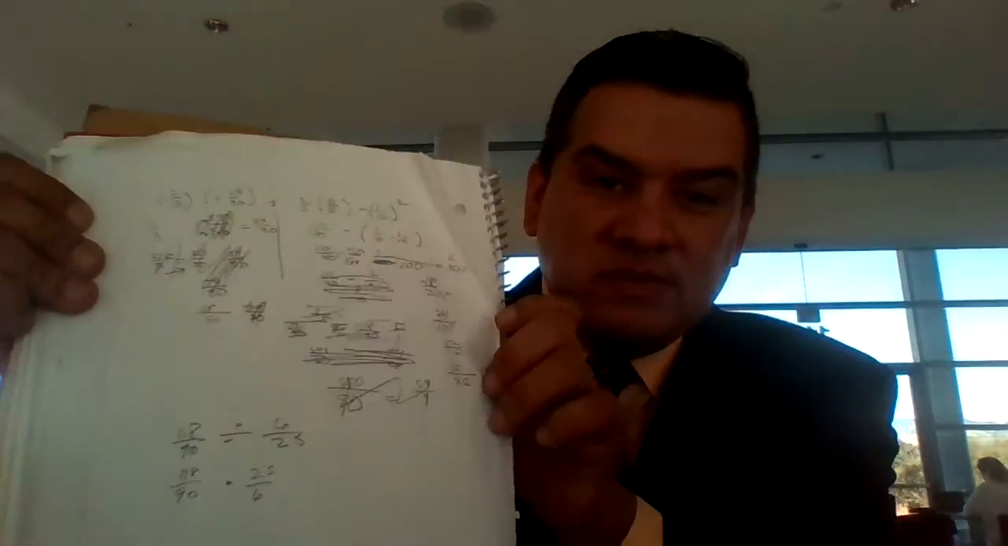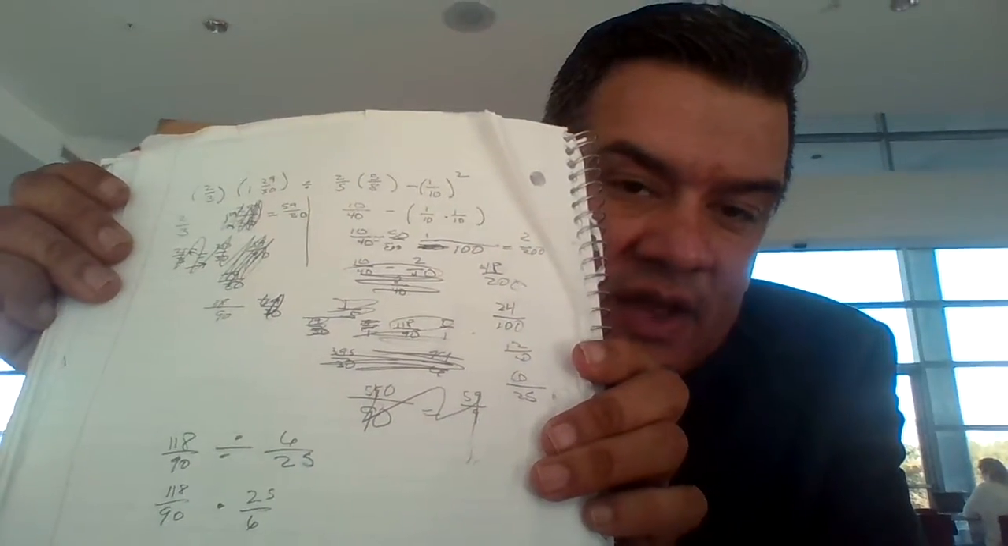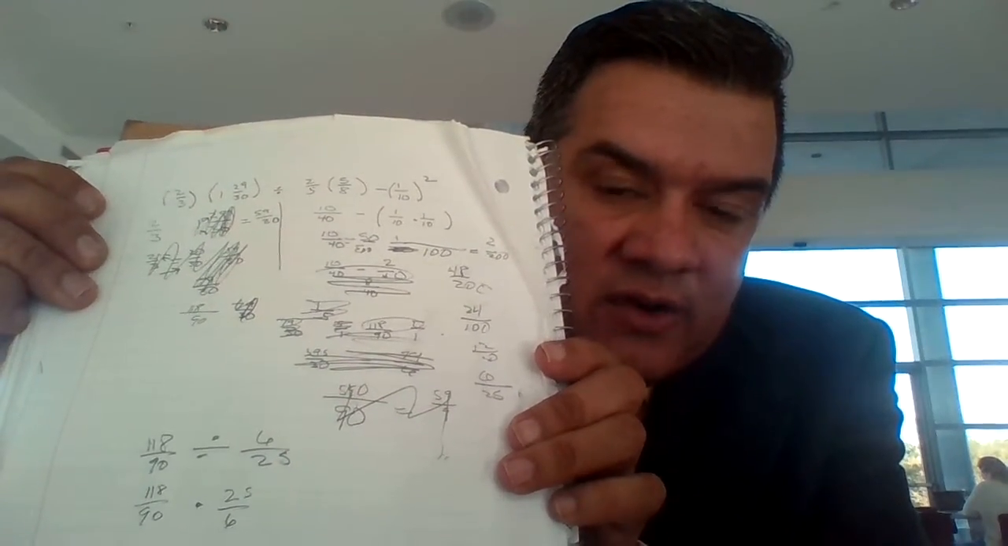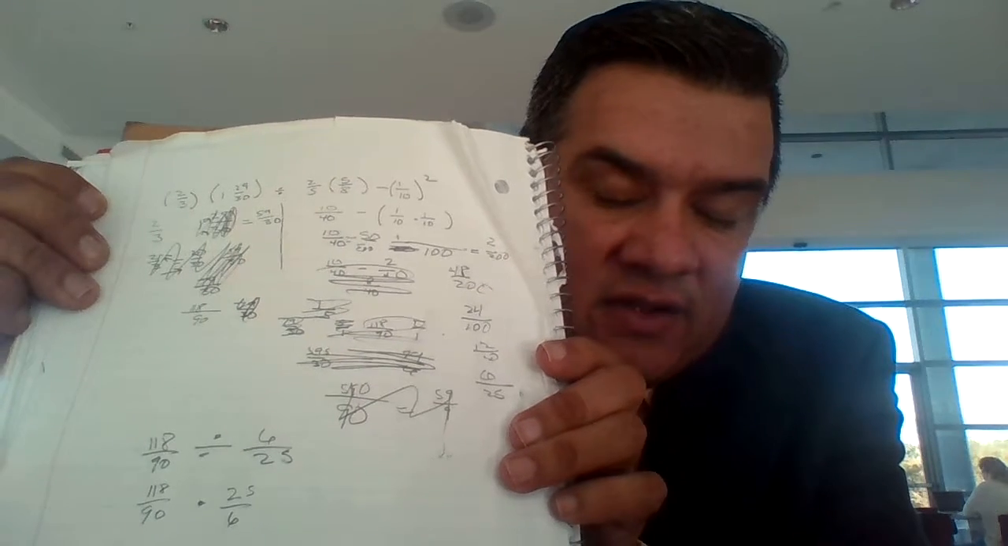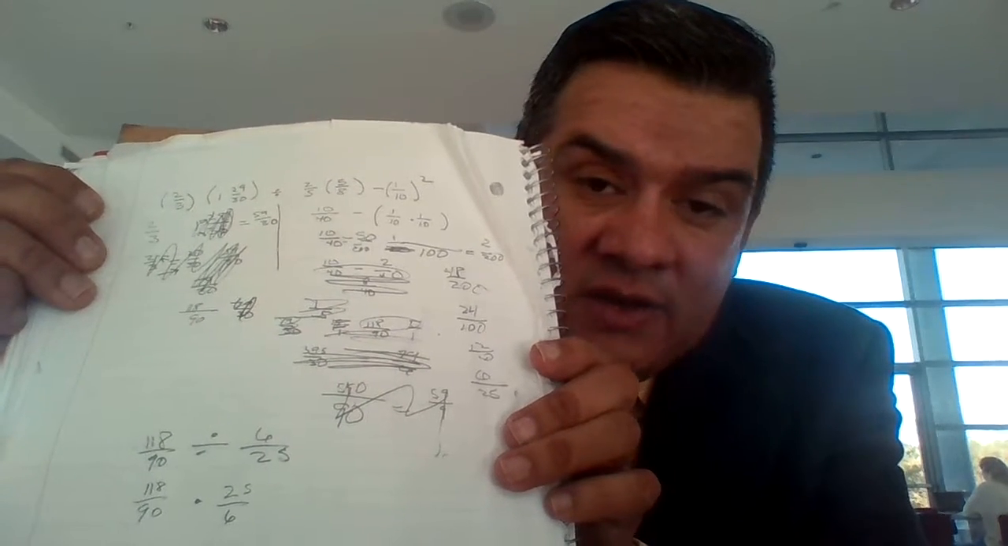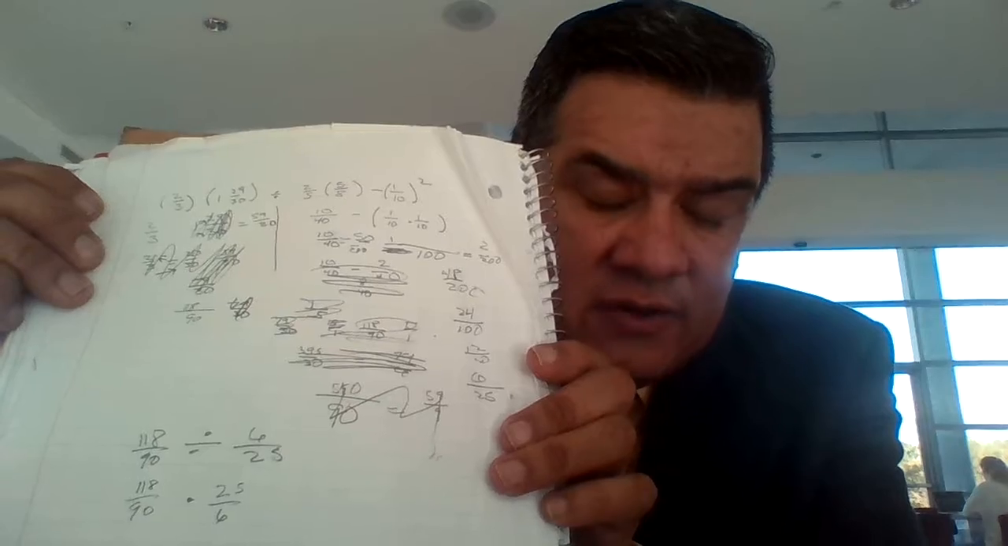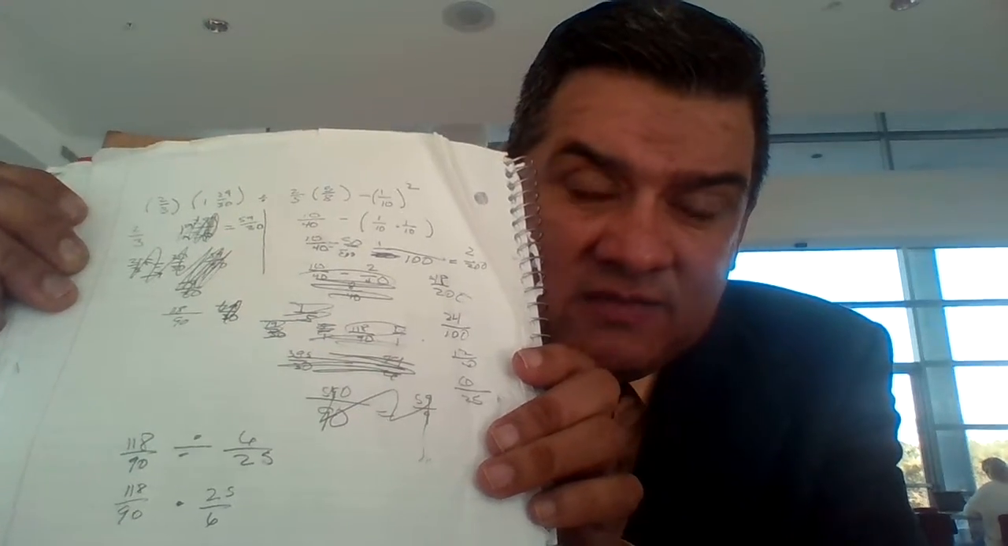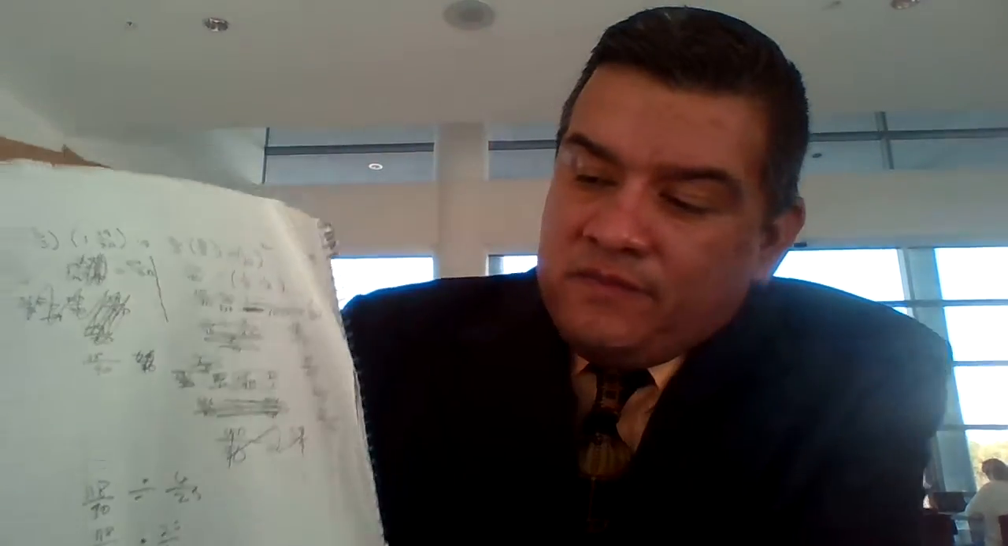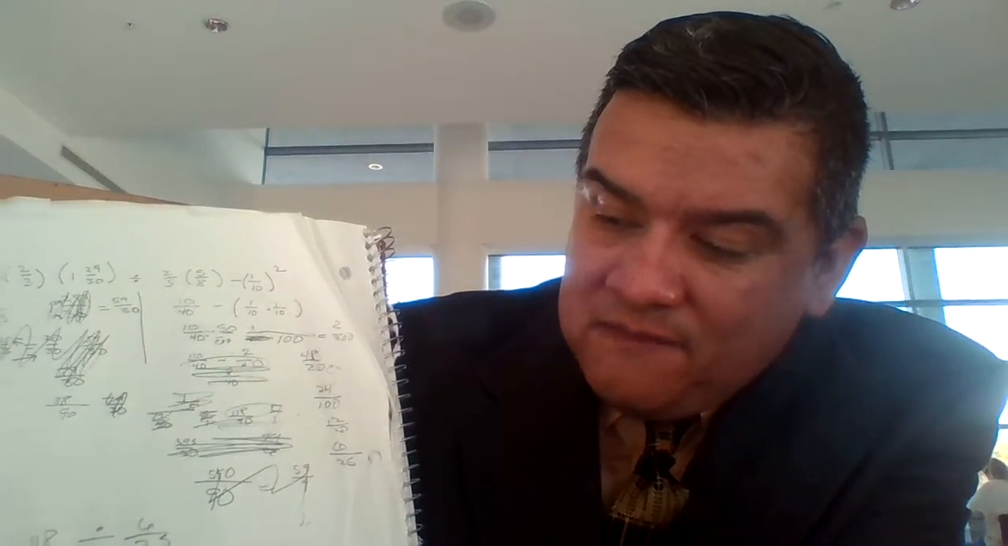So now what we have is 118 over 90 times 25 over 6. Now, I don't know if you're at the point where you know how to reduce by the cross products and all that. So we're just going to keep it the same for now. If you do know how to do it, it just makes your numbers simpler. But just knowing how to multiply fractions, we're just going to multiply the top and multiply the bottom.